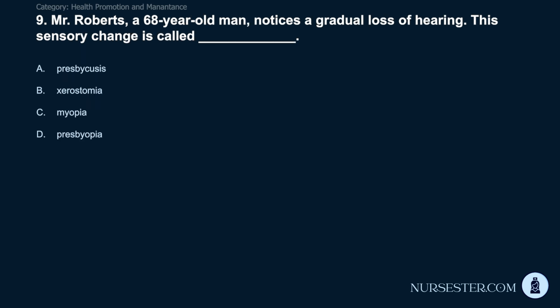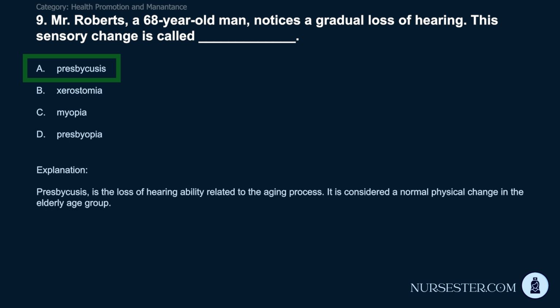9. Mr. Roberts, a 68-year-old man, notices a gradual loss of hearing. This sensory change is called what? A. Presbycusis. B. Xerostomia. C. Myopia. D. Presbyopia. Correct answer, presbycusis. Presbycusis is the loss of hearing ability related to the aging process. It is considered a normal physical change in the elderly age group.